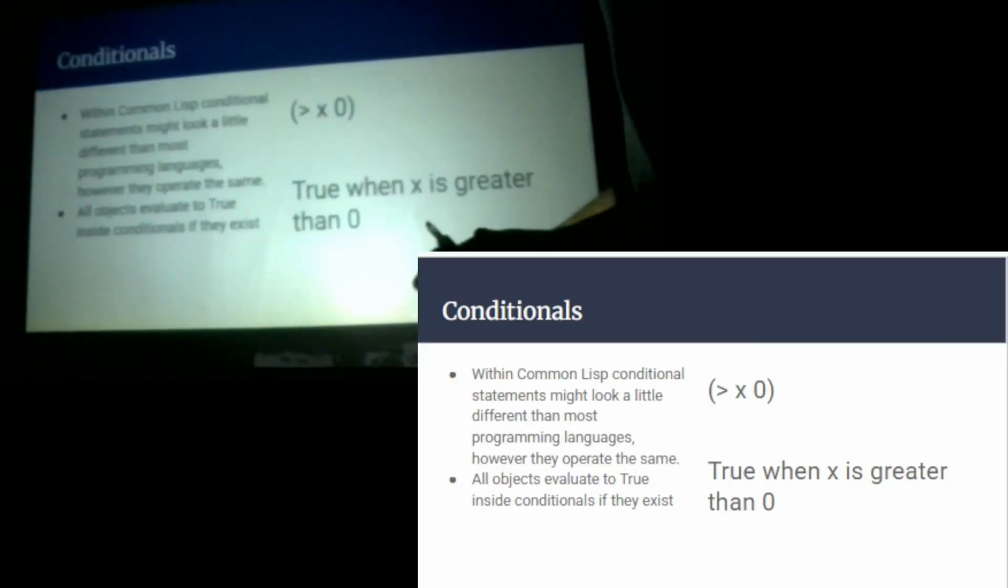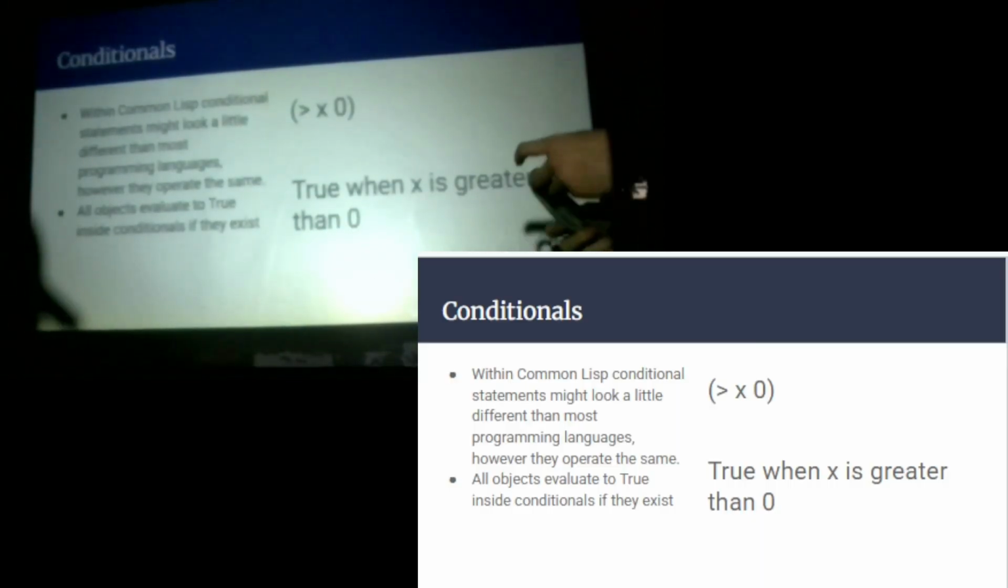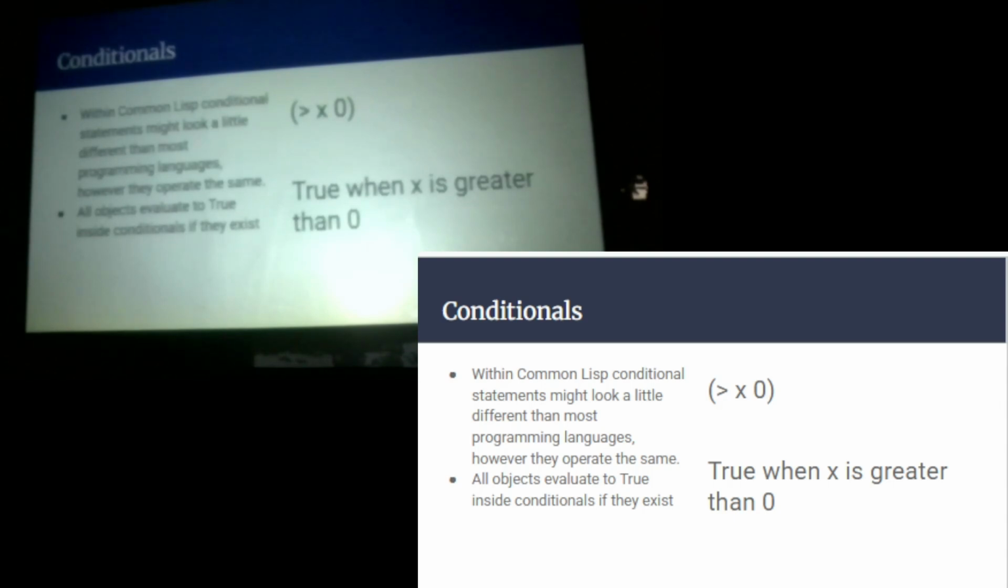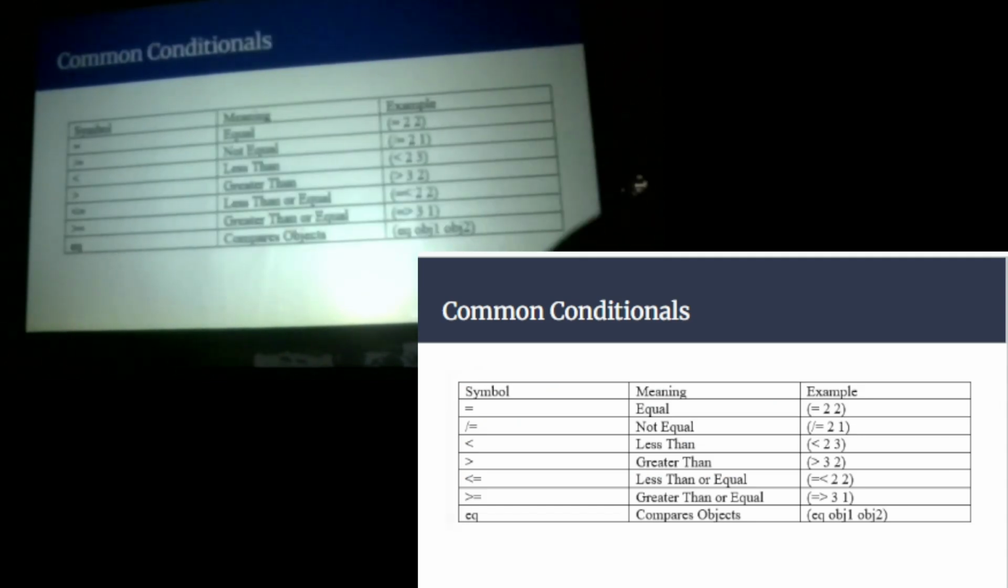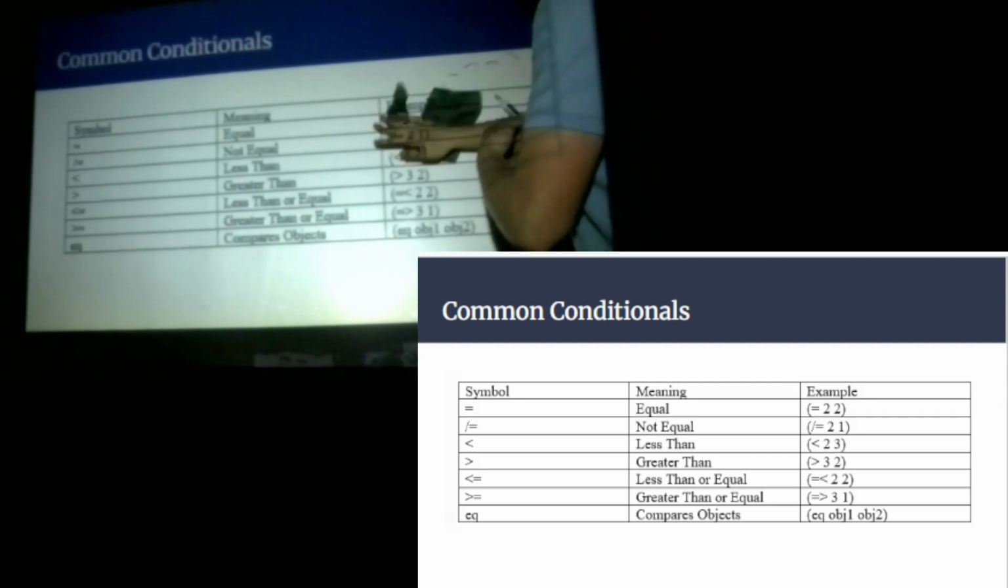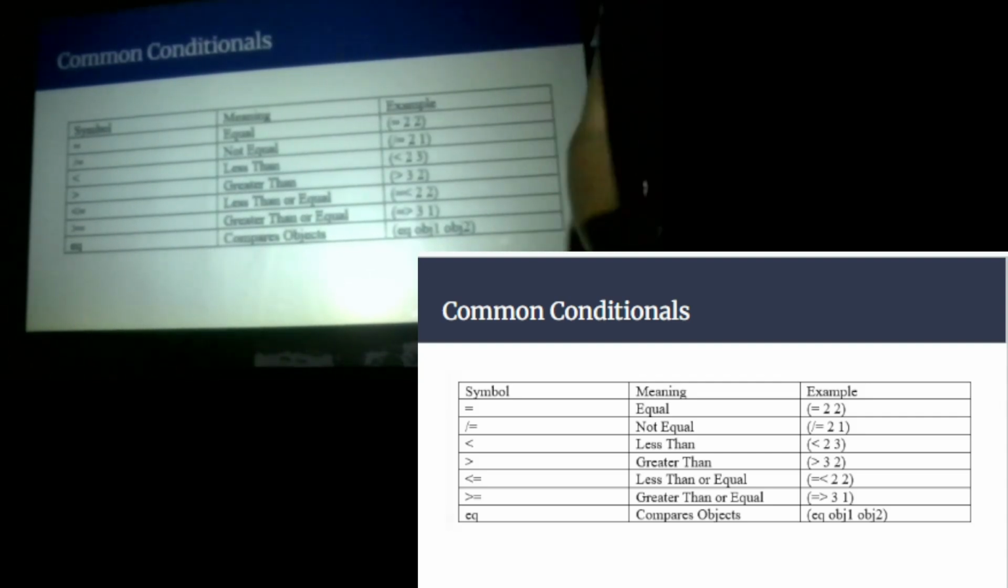Control flow. Within Common Lisp, we have conditionals, which may look a bit different than most programming languages. For example, this one's true when x is greater than 0. We kind of covered this section already when we did mathematical expressions. Here's a list, ironically, a list of common conditionals with a symbol on the left, the meaning in the middle, and the example on the right. You'll notice a common pattern. The operator always comes in front, followed by the argument, because once again, these are technically functions, because everything's a function and an object at the same time. Welcome to Common Lisp.